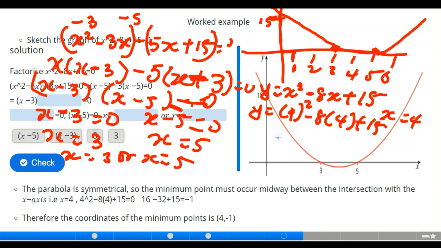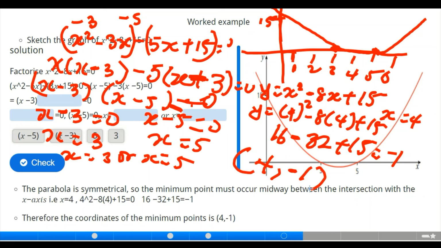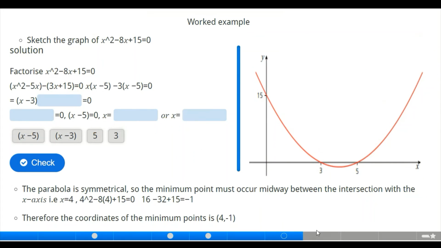So 4 squared will give us what? That is 4 times 4, which is 16, minus 8 times 4 is 32, plus 15. So 16 minus 32 is what? Minus 16, plus 15, that is minus 1. So for this one, the minimum point is when x equals 4, y equals minus 1. And that gives us the solution to the function that we have there.